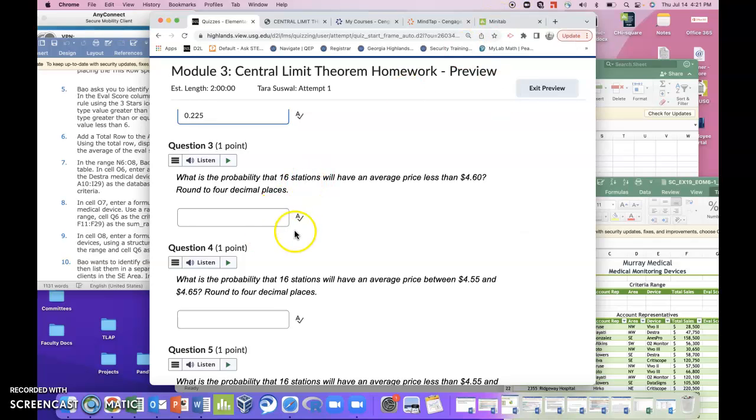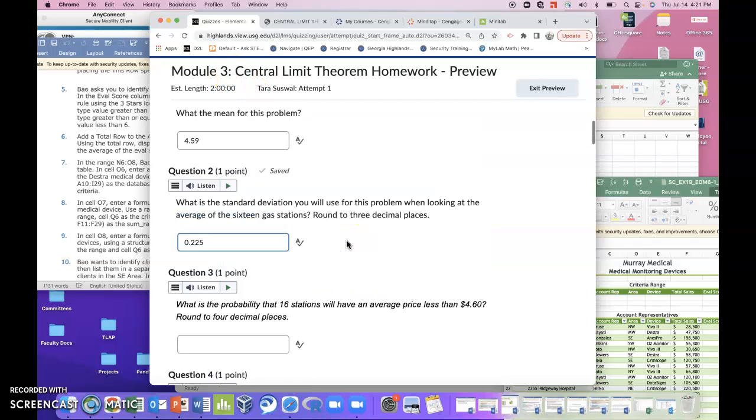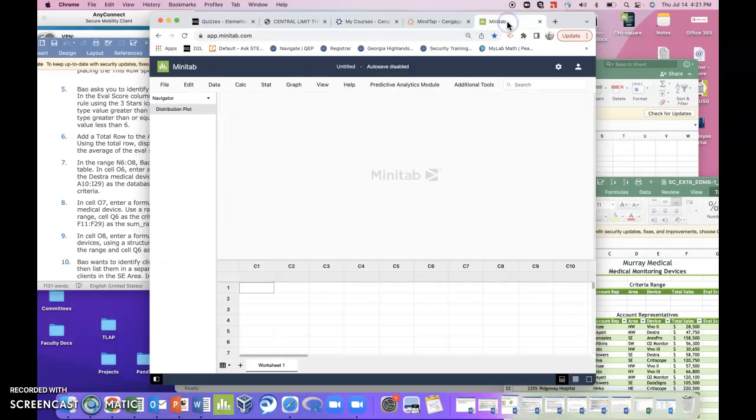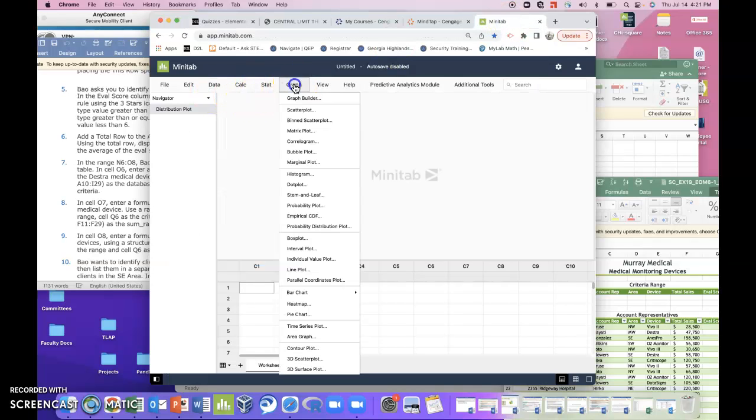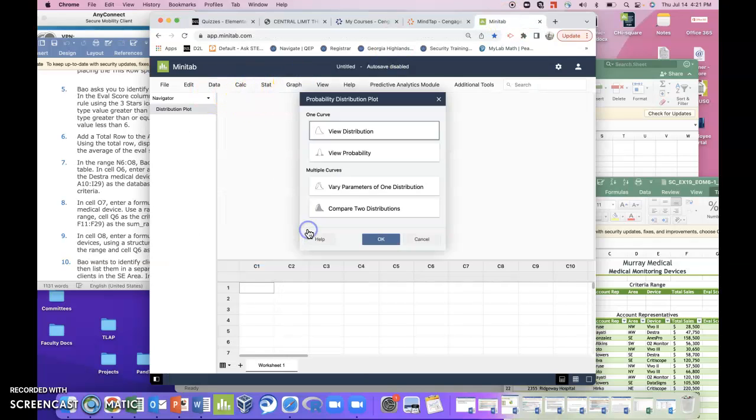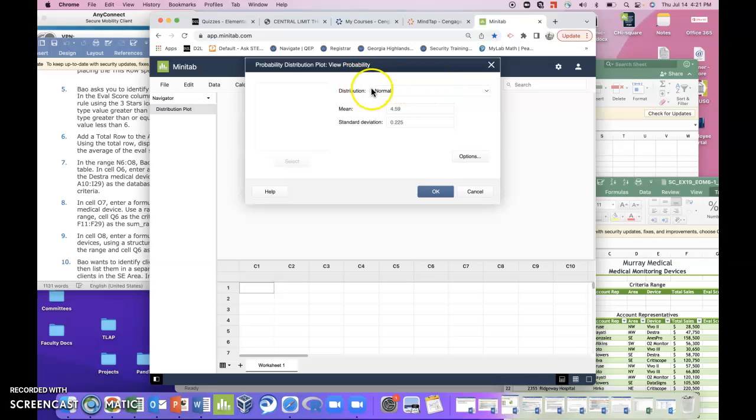So what I'm going to do is say, okay, I have this particular mean and standard deviation. I'm going to go into Minitab, and I'm going to go to Graph, and then Probability Distribution Plot, View Probability. Okay, I'm on the normal distribution. These are actually the values that I already put in. This is the mean, 4.59, and the standard deviation, 0.225, that we just figured out.